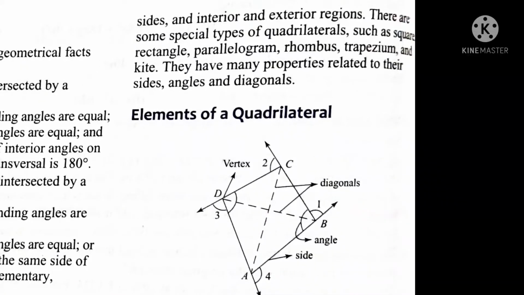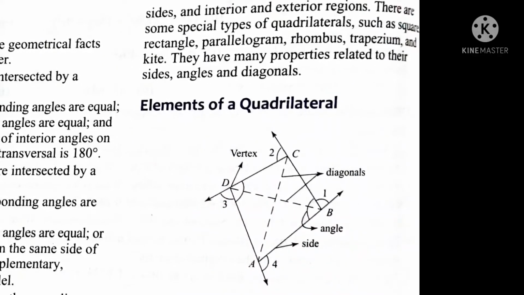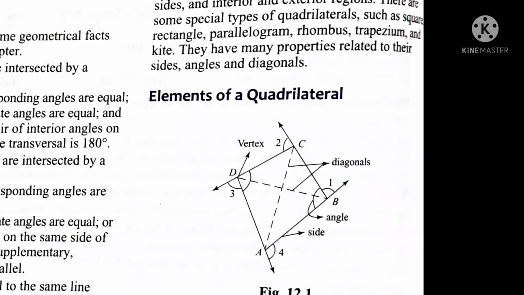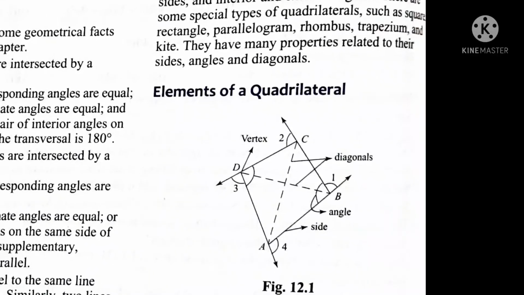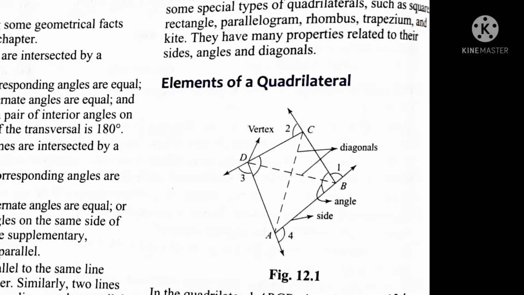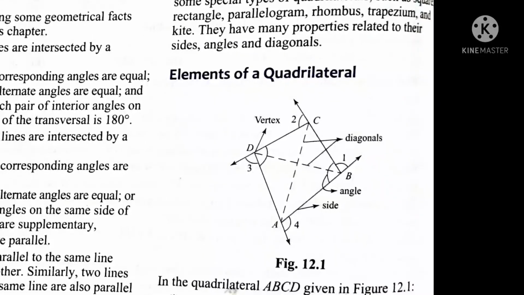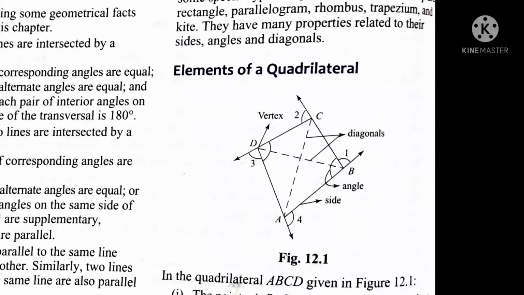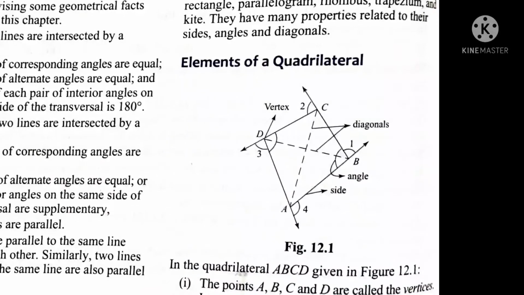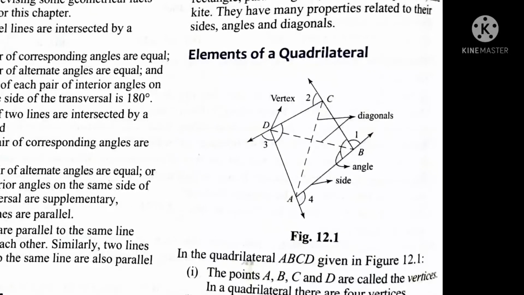Here you can see in this particular figure ABCD is a quadrilateral. AB, BC, CD and DA are the four sides of this quadrilateral, and the interior angles are angle A, angle B, angle C and angle D. Angle 1, angle 2, angle 3 and angle 4 are outside of this quadrilateral, so they are called exterior angles. Next is the diagonal. A diagonal is a line segment which joins opposite vertices of a quadrilateral. So AC and BD are the two diagonals of this quadrilateral ABCD.